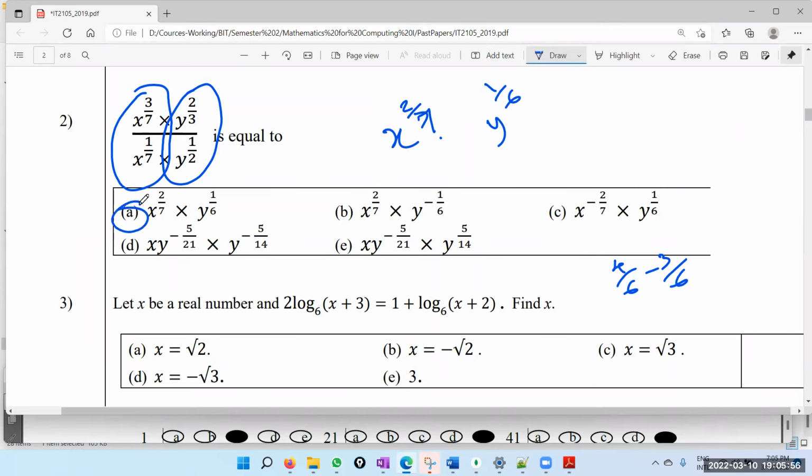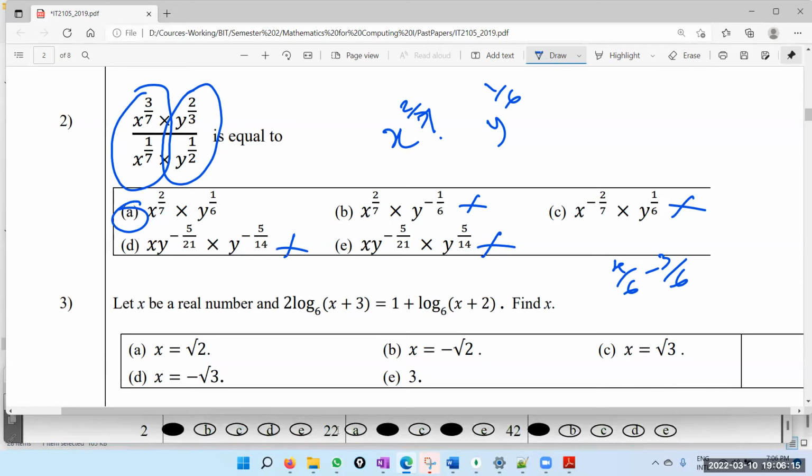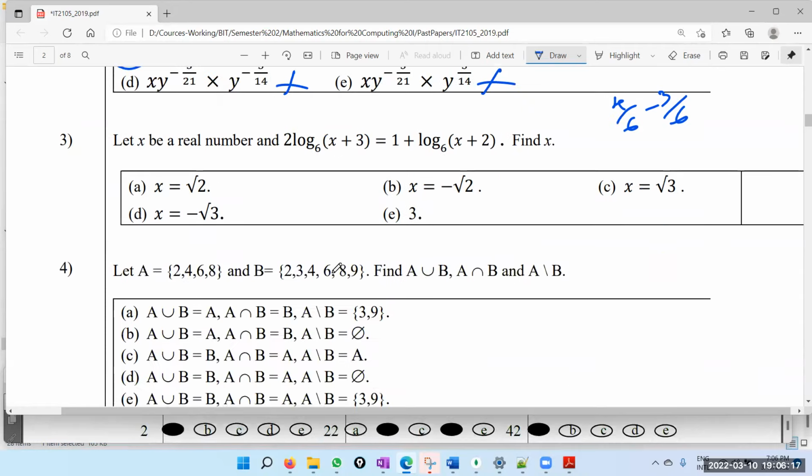This is the answer, but you have to double check the other answers. Otherwise, you are unnecessarily losing marks. This can't be. This can't be. This can't be. Right? So the answer is A. Right, third one. It's a log question.